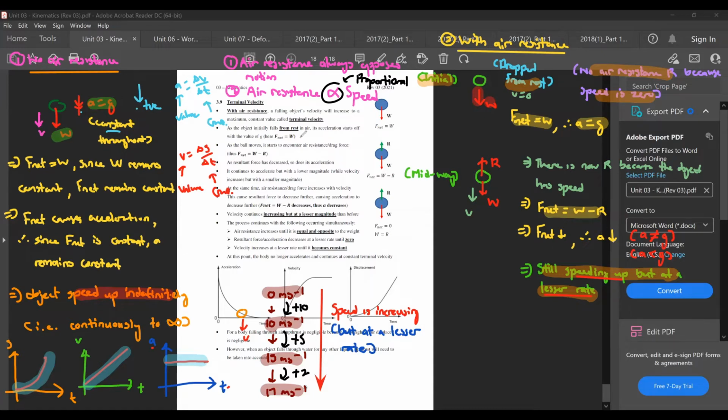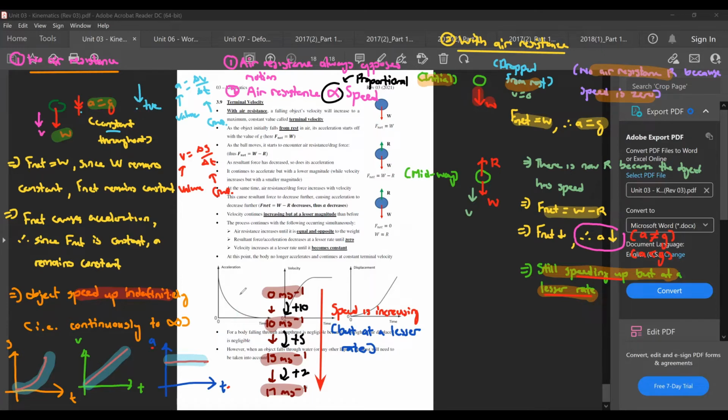Now, what if I try to talk to you about the acceleration of this object? Let's just say, for example, this one. Why is it in the first place that I mentioned that acceleration drops, but somehow I'm still speeding up? How does it relate to you saying that your object still speeds up but at a lesser rate? This one has something to do with this.